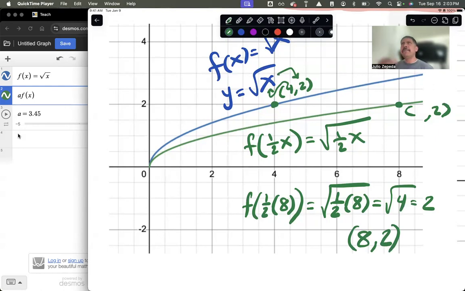So I needed an input that was twice as large to produce the same output. To keep the y value the same, my x value has to be twice as large. That increases the x values by a factor of 2, and the y value stays the same. So that is a horizontal stretch by a factor of 2, even though we used a 1/2. The 1/2 caused the x values to all need to be twice as large to have the same y value. Okay, so this is a horizontal stretch, and we just went over the compression as well.